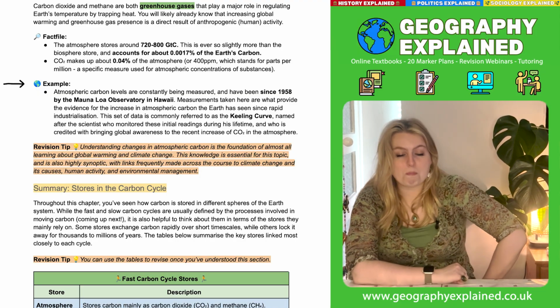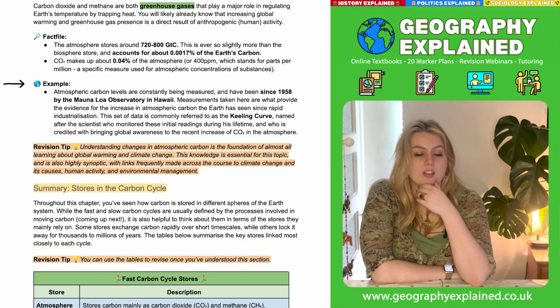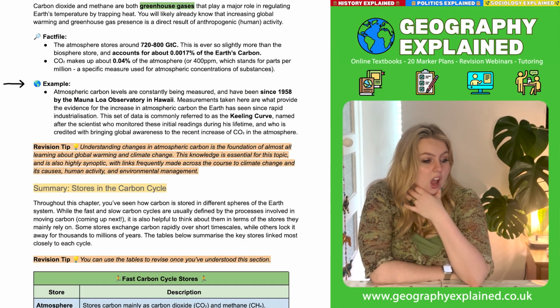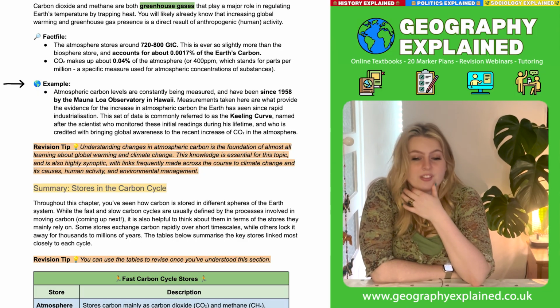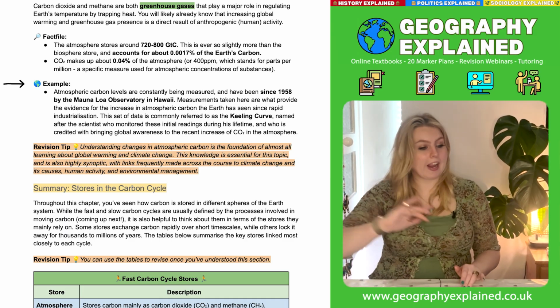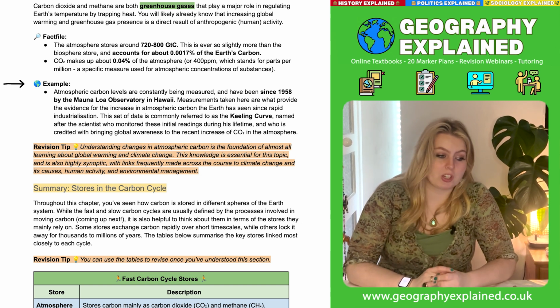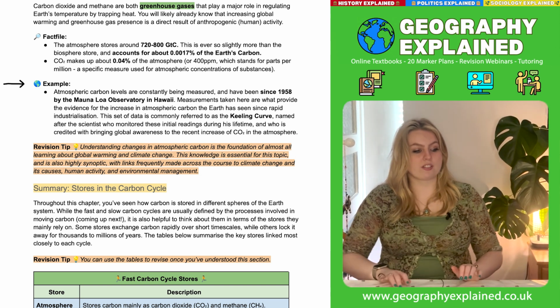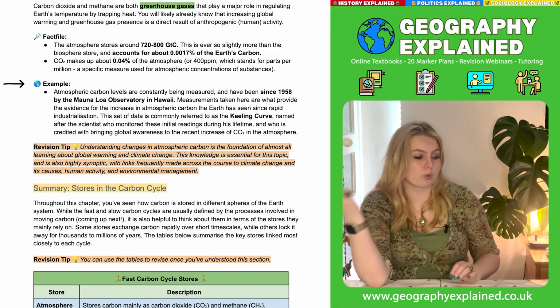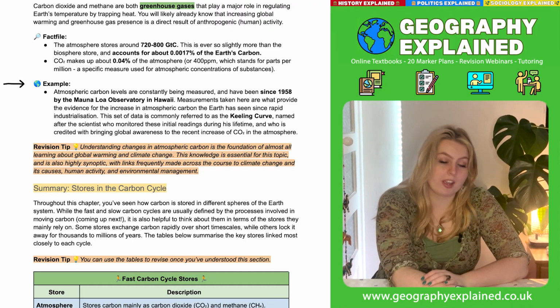Nice little bit of history. And this is what basically provided the evidence for that increase in atmospheric carbon that the Earth has really seen since industrialization. And if you want to be really impressive, you can refer to that trend as the Keeling curve, because it is named after the scientist who originally monitored those initial readings during his lifetime and was able to make that causal link, and then started bringing global awareness to that increase.